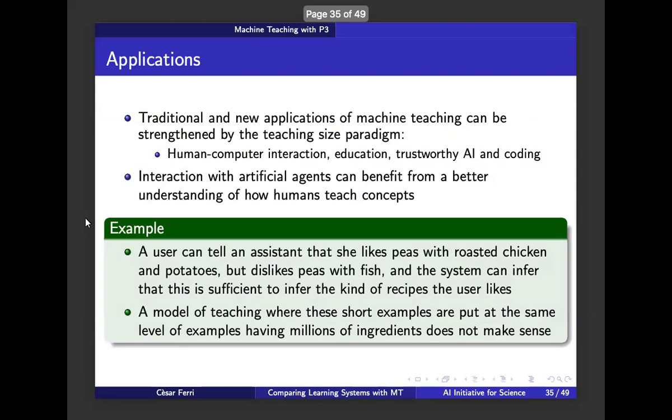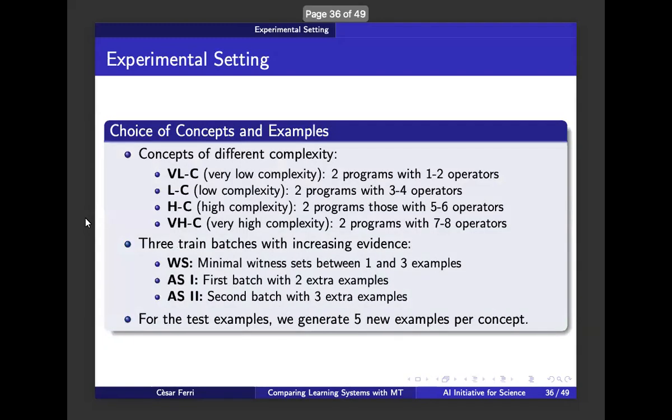So now we have the application framework in which we are able, given a concept, to generate the minimal set with which we are able to teach this concept. And this is the base with which we are going to compare language learning systems. So considering this teaching book, we are going to select 8 different concepts, and we are going to define 4 levels of complexity. Very low complexity, high complexity, and very high complexity. And how do we define this complexity? According to the number of operators we find in the program.